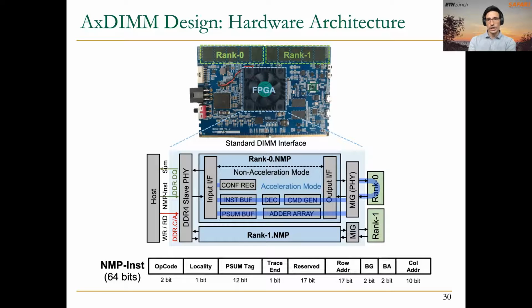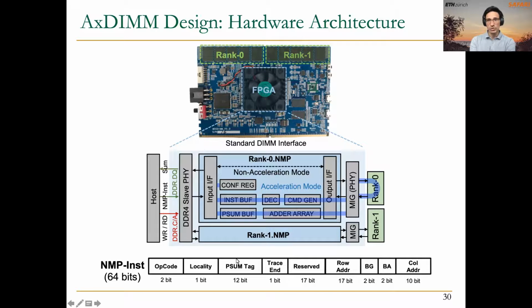And this is how the NMP instructions look. You can see they are 64-bit instructions, and you can identify the opcode for the different operations that the near memory processing unit supports. We can also identify row and column addresses for the addresses that are going to be accessed in the ranks, and also these tags for PSAM.